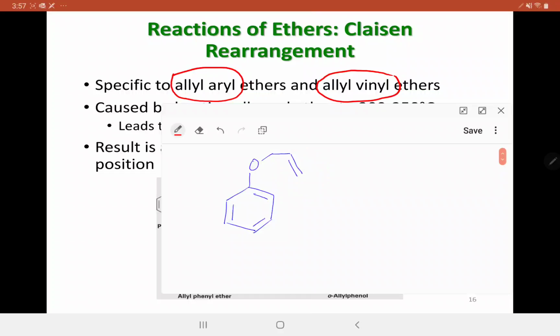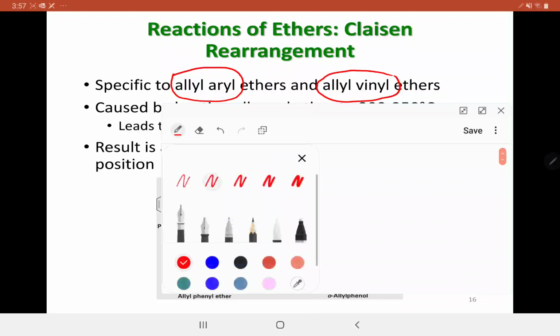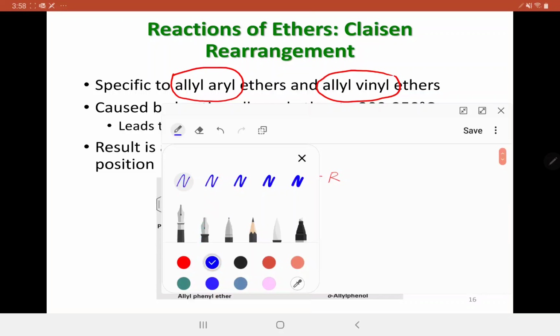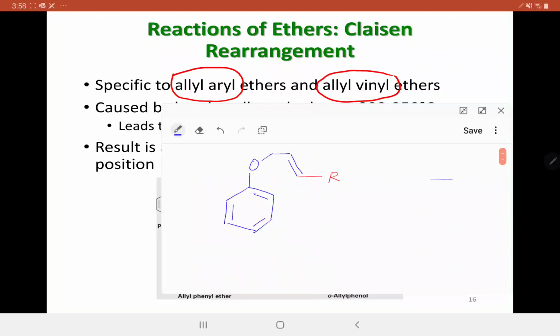And of course, this CH2 group can have any other things attached, some other carbon groups if you want to. All right, so these are allyl aryl ethers. So let's talk about allyl vinyl ethers. So of course, let's start with the oxygen. Let me erase that. Let me use blue. All right, let's start with the vinyl group. So here is the oxygen.